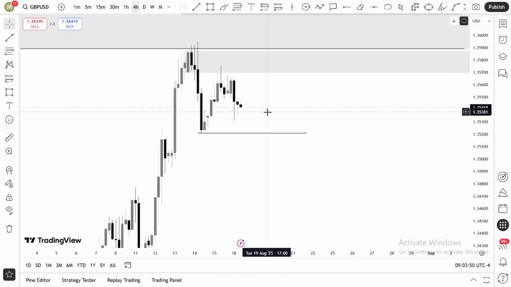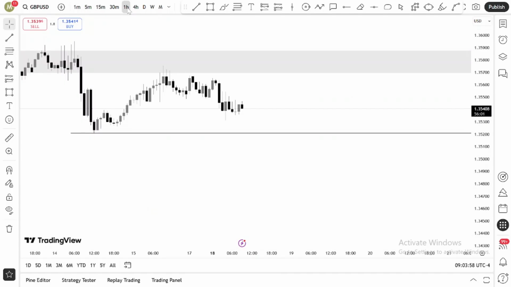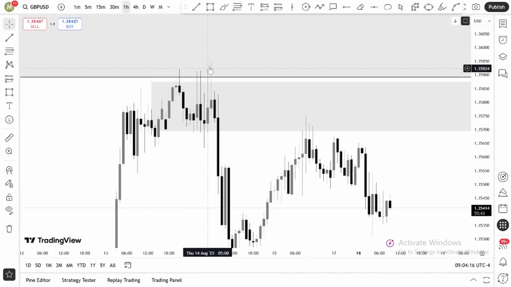Where is the next draw on liquidity here? Is this one here? Have you seen? So what I will do is go down to the 1 hour time frame. You can see that price was reacting off that zone.